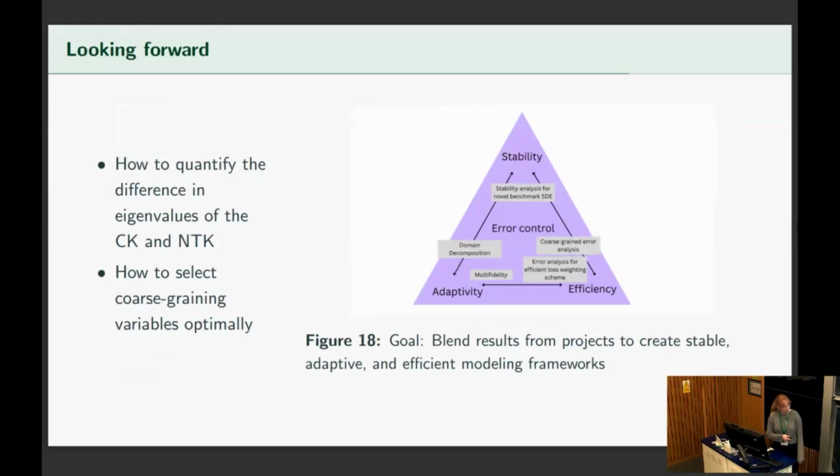And so here's again my triangle with all of my focuses, filled in with the projects that I've gone through today. Looking forward, I'm still trying to figure out how to quantify the difference in eigenvalues for the CK and the NTK. And again, with the coarse graining project, learning how to select coarse graining variables optimally is another piece that we're still exploring.